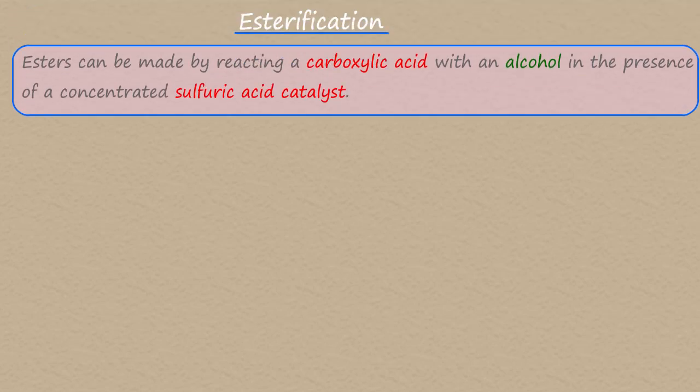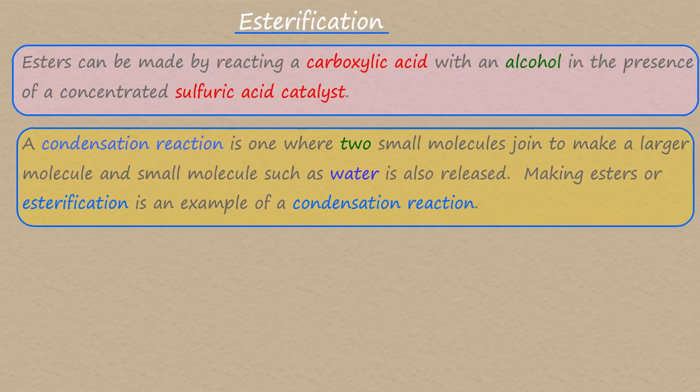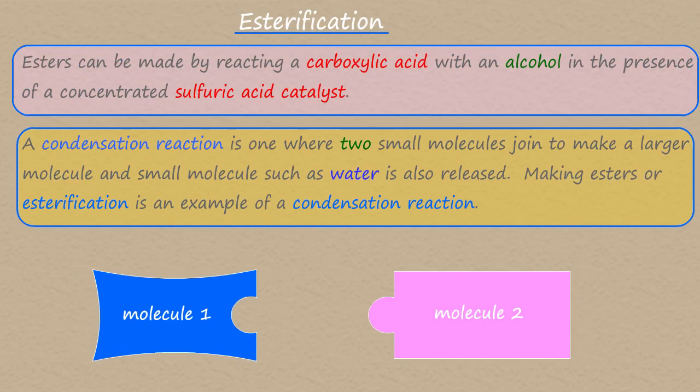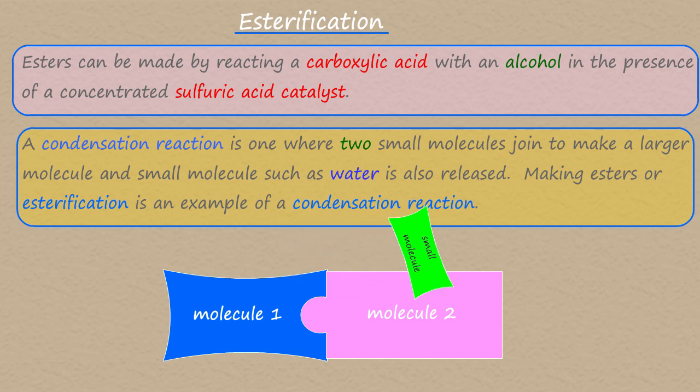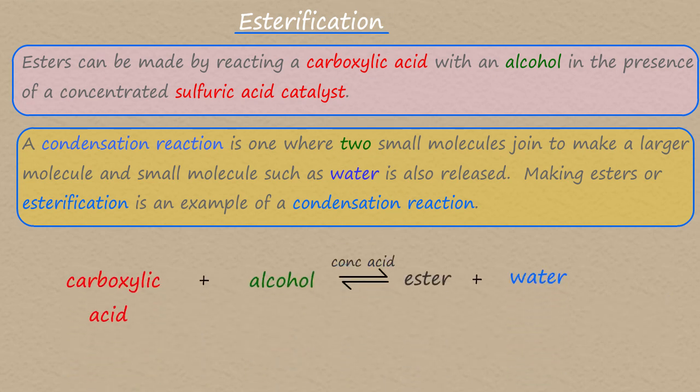Esters can be made in a condensation reaction between an alcohol and a carboxylic acid in the presence of a strong acid catalyst. Now, a condensation reaction is one where two small molecules join together to make a larger molecule and release a small molecule such as water. Making esters, or esterification, is an example of a condensation reaction. An equation for a condensation reaction or esterification is shown.